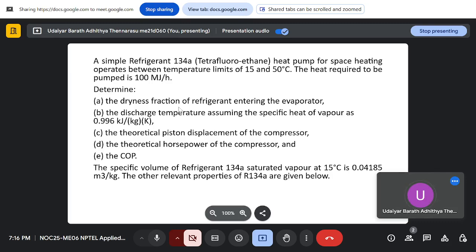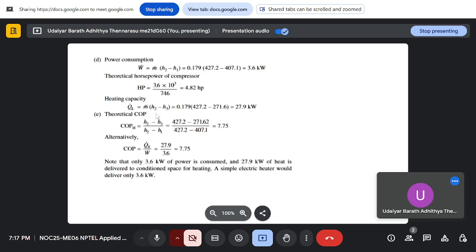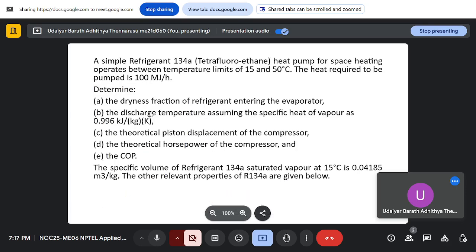So next is a similar problem with R134A, but now it's a heat pump. We need to find out the dryness fraction of the refrigerant entering the evaporator, and the discharge temperature, assuming the specific heat of vapor as 0.996 kJ per kg Kelvin. It is operating between 15 and 50 degrees Celsius, and the heat required is 100 megajoule per hour. And also we need to find out the piston displacement of the compressor.